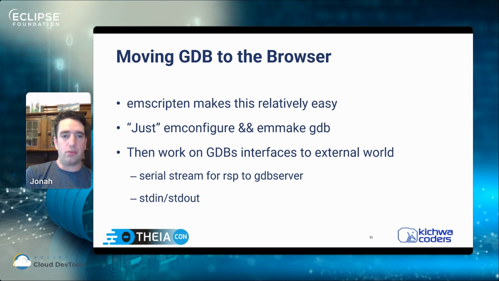Now, the two main communication interfaces for GDB are the serial stream from GDB to GDB server, which uses RSP, and standard in, standard out to communicate with the user or the debug adapter.